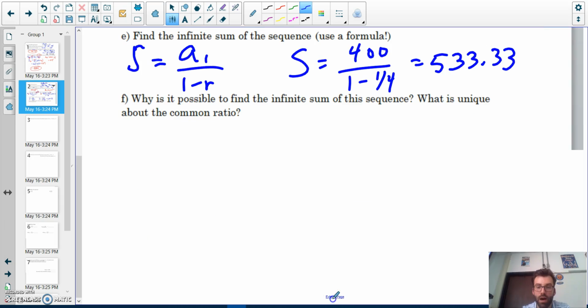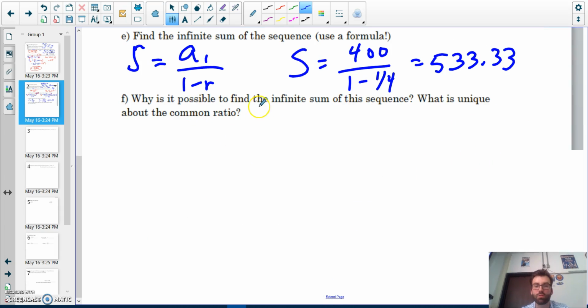Why is it possible to find the infinite sum of this sequence? What is unique about the common ratio? The reason we're able to find the infinite sum is because it's between 1 and -1. It's a fraction. It is 1/4. It is 1/2. It is 1/5. When our ratio is like that, then I can find the infinite sum.